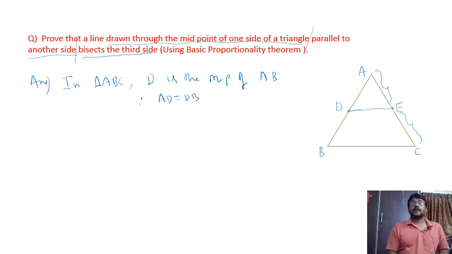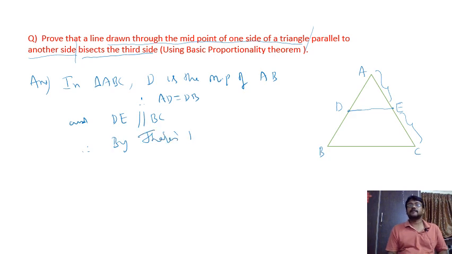Okay, and DE is parallel to BC. So since DE is parallel to BC, by Thales theorem, what can we conclude? If a line is parallel to another side, we have obtained a result that AD by DB is equal to AE by EC, the sides are in the same ratio.